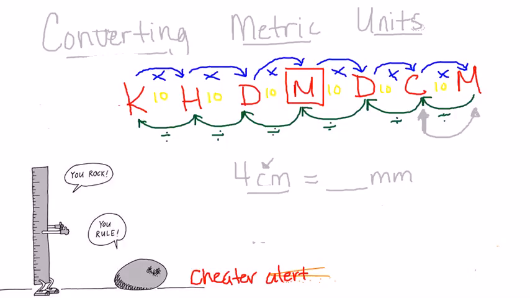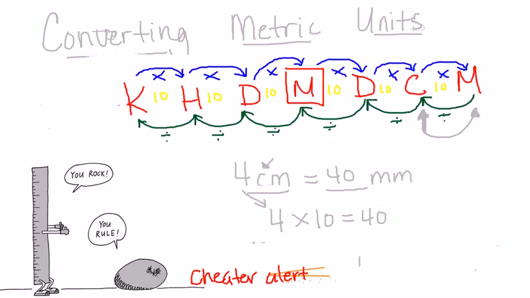So what do I need to multiply 4 times? 4 comes from there. I'm going to multiply it by what? Only 10, because that's only one space that I went. So the answer here is 40 millimeters. And you knew this because you guys measured yesterday, remember? On the ruler.